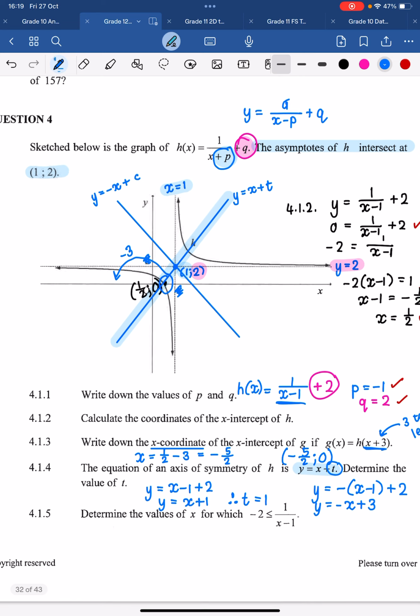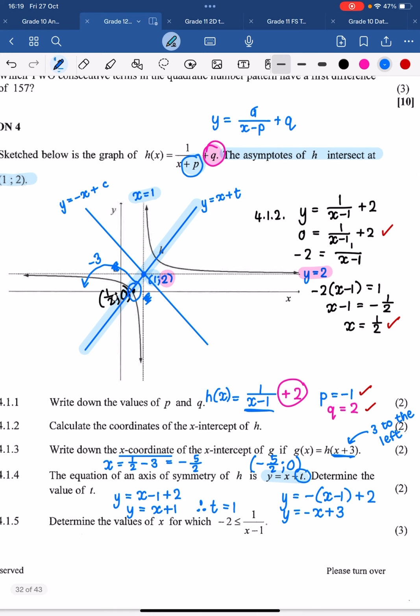So they're asking us here to determine the values of x for which negative 2 is smaller than or equal to 1 over x minus 1. Now, again, we see this and we start panicking a little bit. I want us to think, what was the equation of the graph that we have? The fact that they haven't told us to use the graphs here actually means that we could use any method, right?